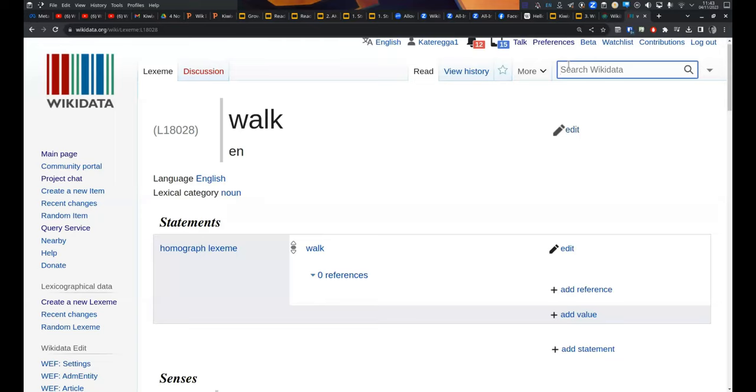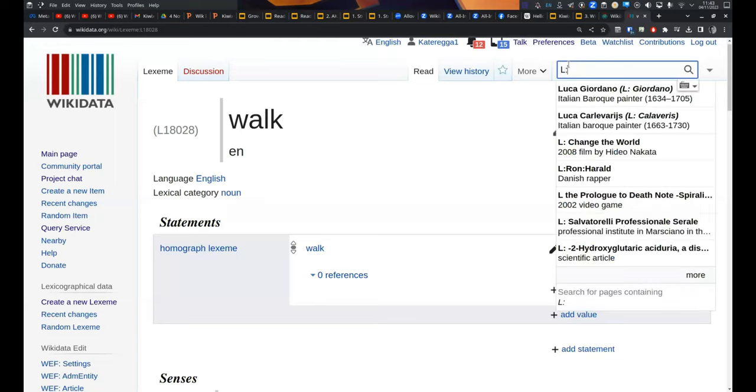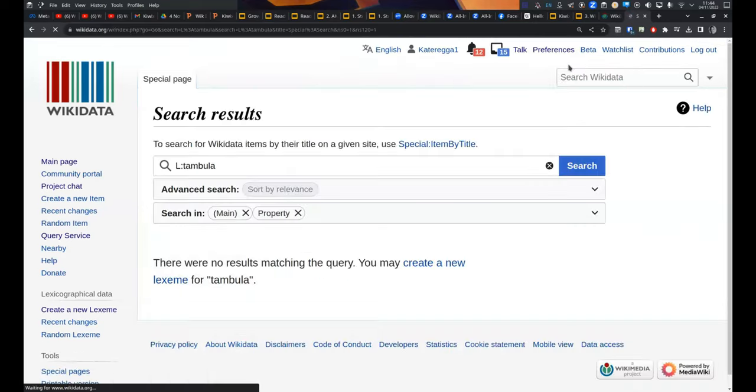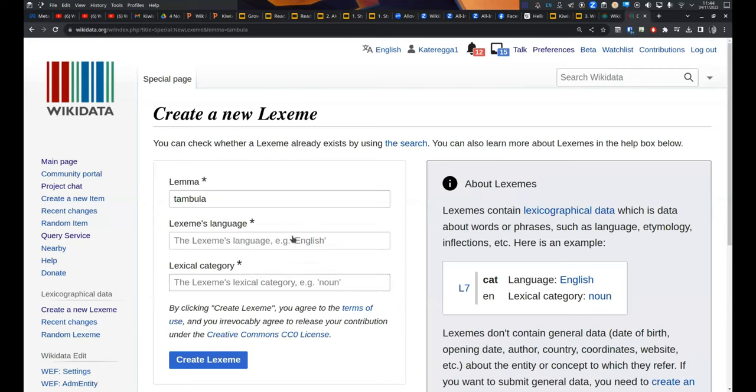Let me add the word in my language. So this is L, colon, the word for work. So search and let's see if it is there. So it doesn't exist. So I can create it. So I specify the language here.